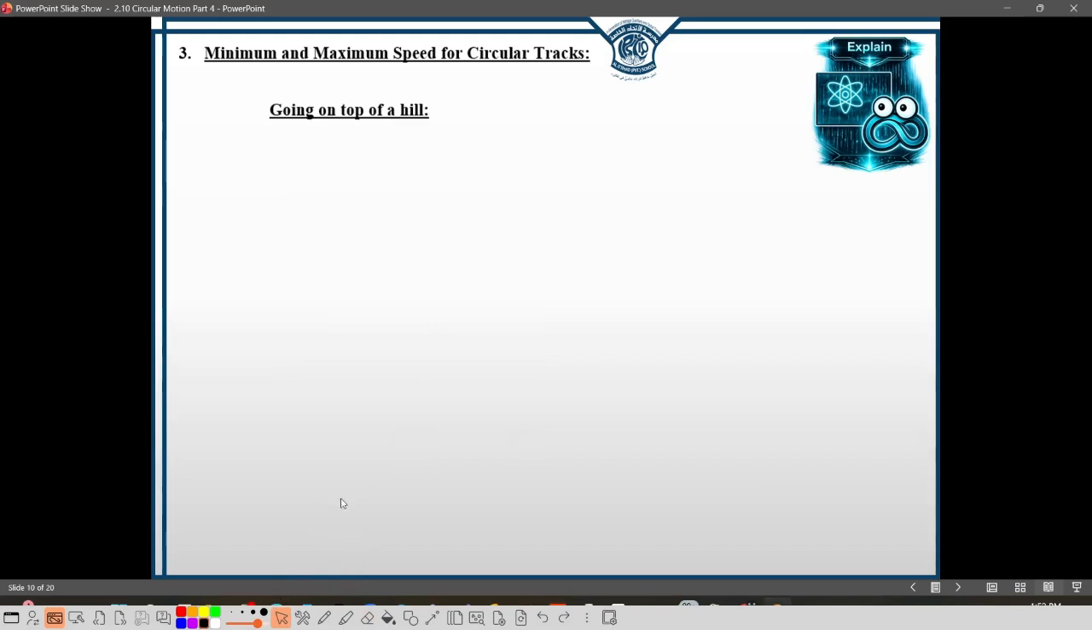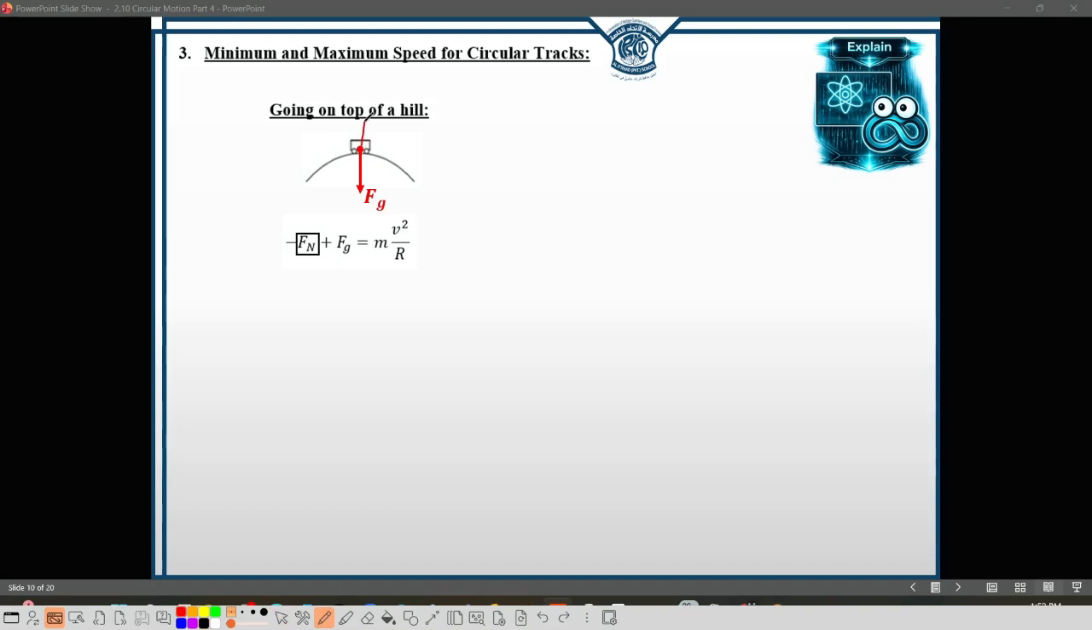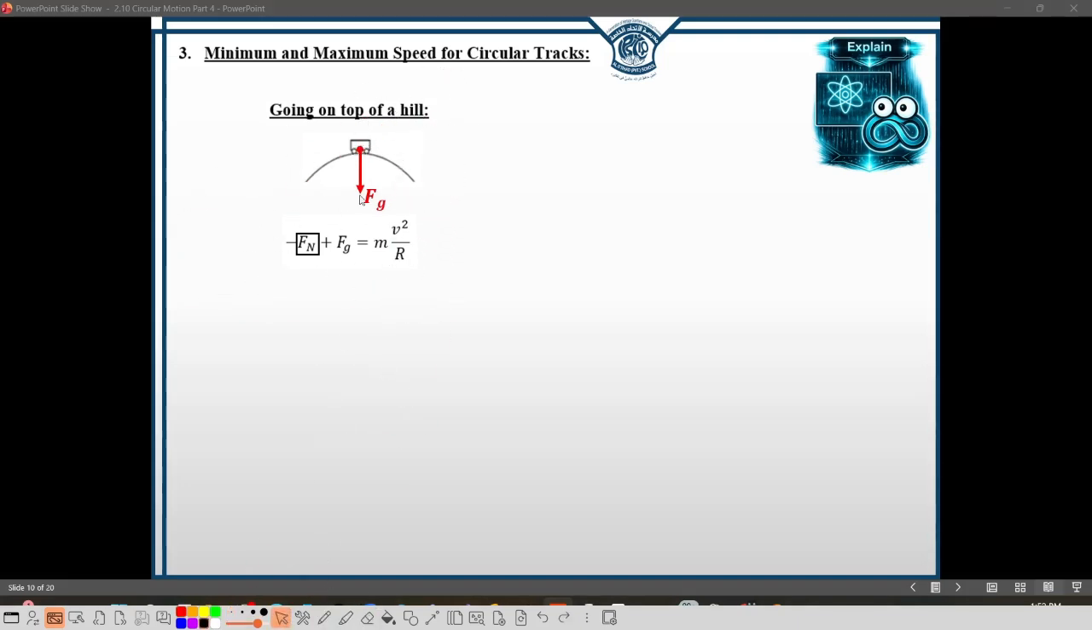Now going on top of a hill, the forces acting here are again force of gravity and normal push. Now let me add the normal push here. Obviously the normal push in this case is less in magnitude than the force of gravity, because the centripetal force is acting downward, and we know that the centripetal force represents the net force along the centripetal direction. So in order to have the net force acting downward, we must have gravity bigger than the normal push. Considering the positive direction to be inward, the force of gravity is positive, the normal push is negative, equals mv squared over r.